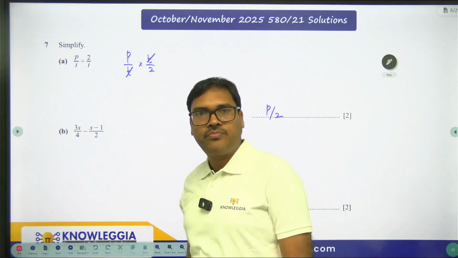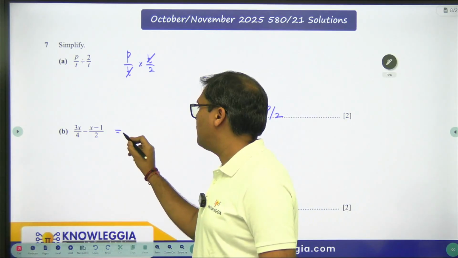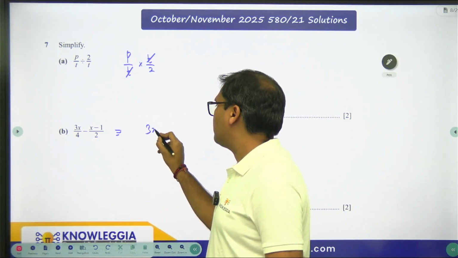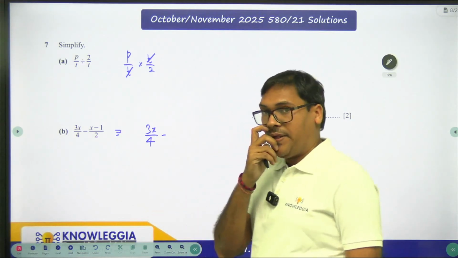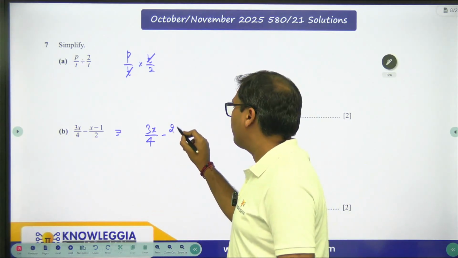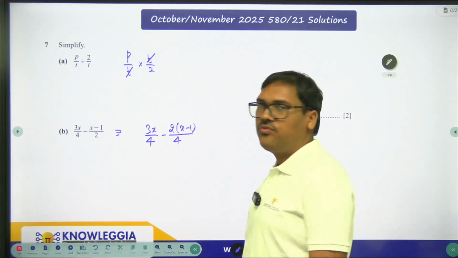Now in this question, you make the like fractions. So how to make like fractions? This is equal to 3x upon 4 minus. Now you will make 2 as 4, so you'll multiply with 2. This is 2x minus 1 upon 2 into 2, which is equal to 4.